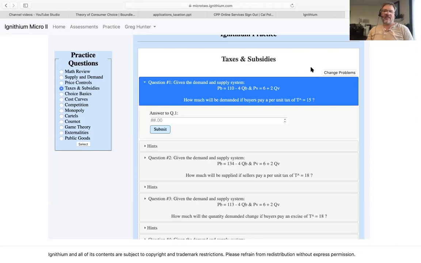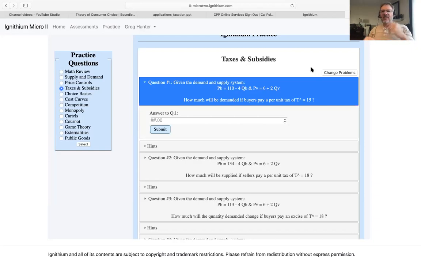Because that makes sense to me. When I think of the sellers paying a tax, I can think of the taxes raising. Remember, the supply curve reflects the cost of producing something. So I can think of the tax as just adding to the seller's cost, right?